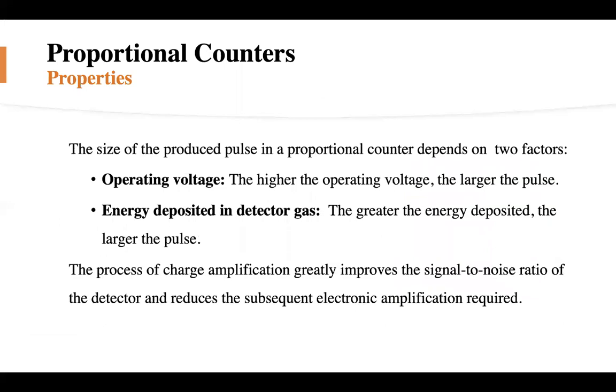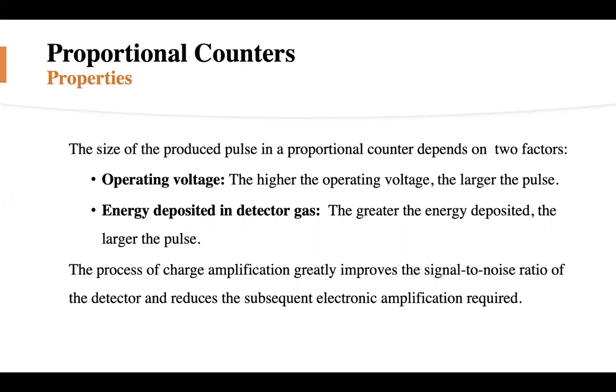Okay. Before that, let's say, I forgot this slide. The size of the produced pulse in a proportional counter depends on two factors. If you remember, I told you that the pulse produced from the ionization chamber is weak, because there is no gas amplification. But here it's high because of gas amplification.